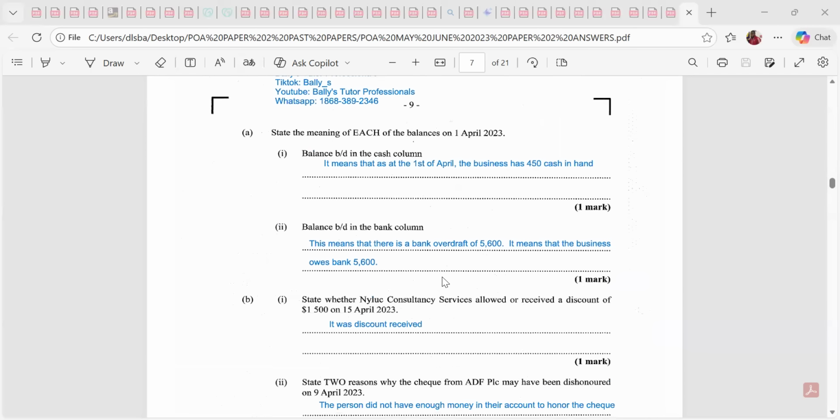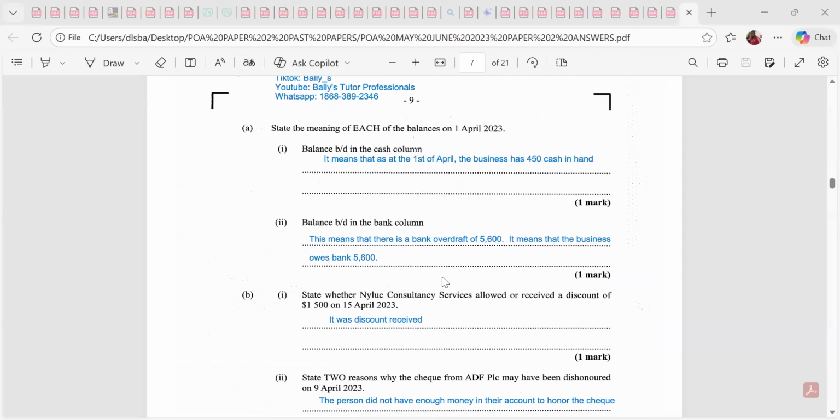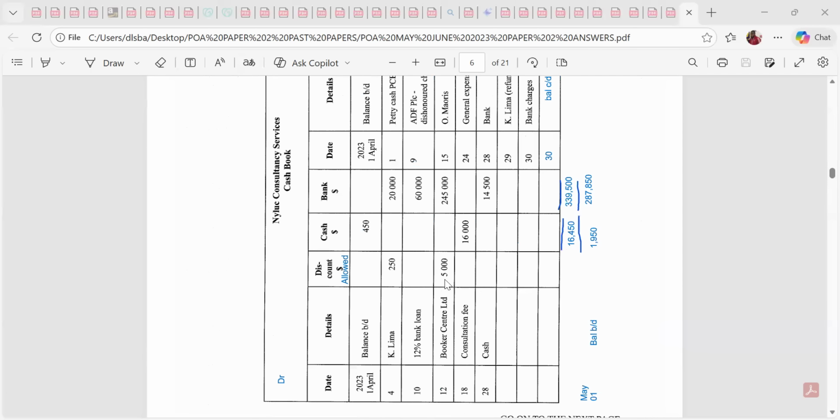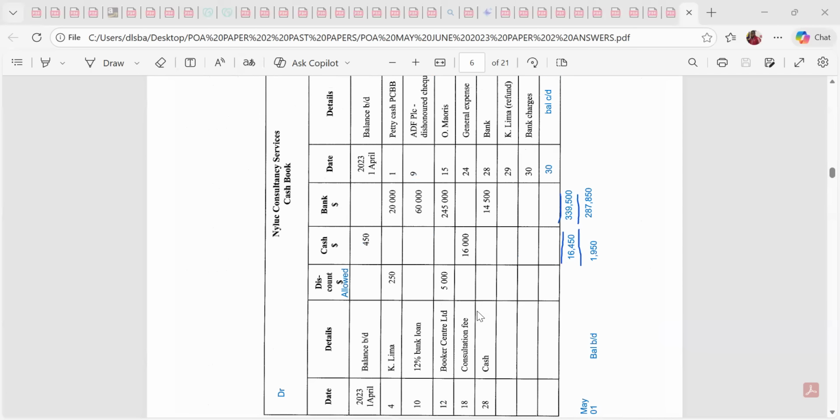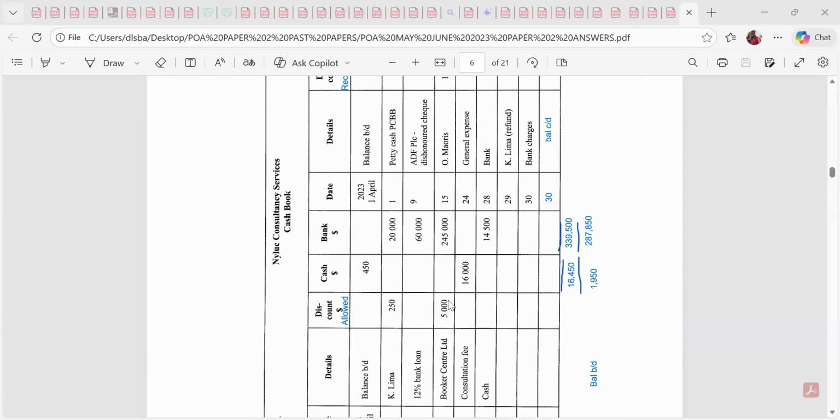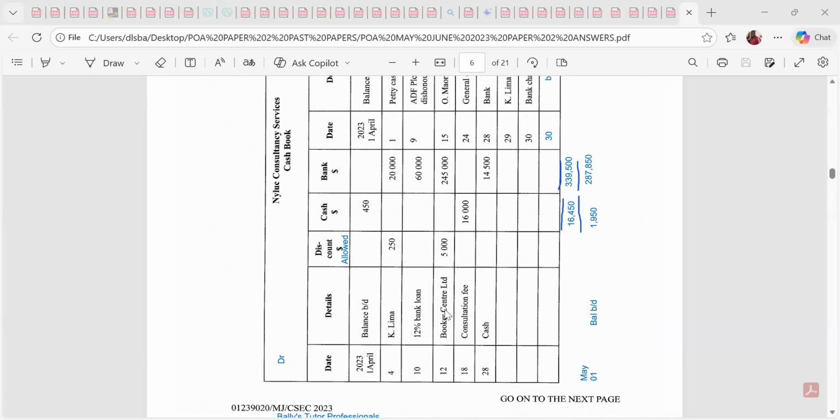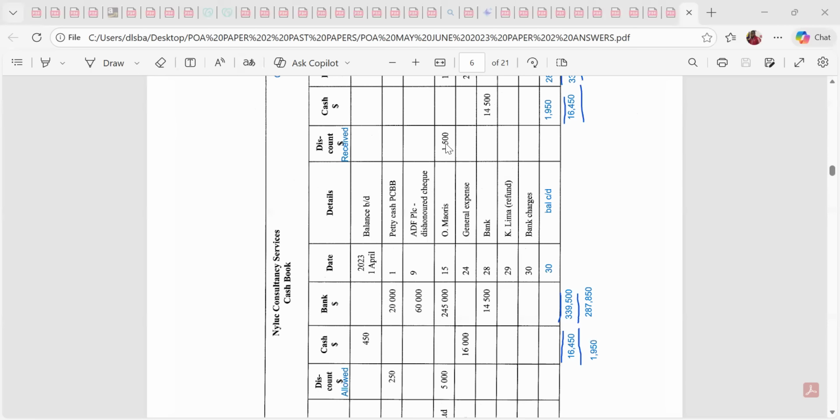State whether Nila Consultancy Services allowed or received a discount on the 15th of 1500. Discount allowed would be on the debit side. Discount received would be on the credit side. The 15th is on the credit side, so that will be discount received.